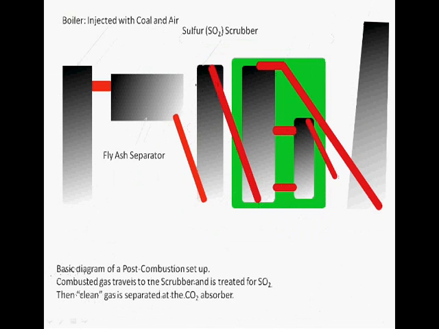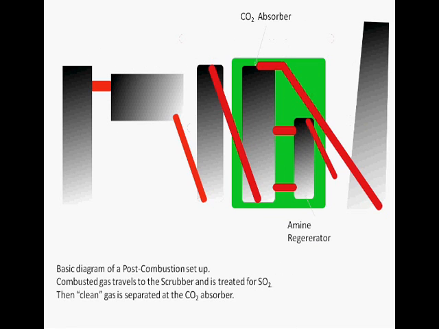Here you see we have a post-combustion setup. As you can see, these first three things are very standard on all operations, with your boiler, the fly ash separator, and the sulfur or SO2 scrubber. What we're focused on here is the CO2 absorber and the amine regenerator. These go in after the line.